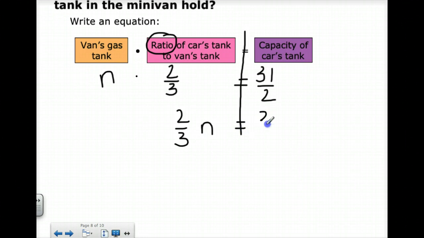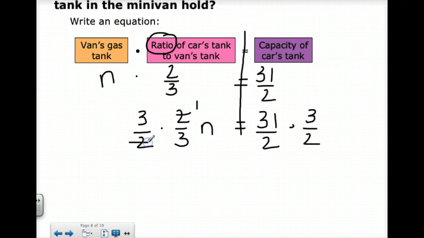is equal to 3 1/2. And again, the only way we can get rid of our coefficient is to multiply by its reciprocal. 3 over 2 on the left, 3 over 2 on the right. Remember, by multiplying by the reciprocal, we end up with our one variable. Now look on the right-hand side. Can I cancel anything? Unfortunately not.